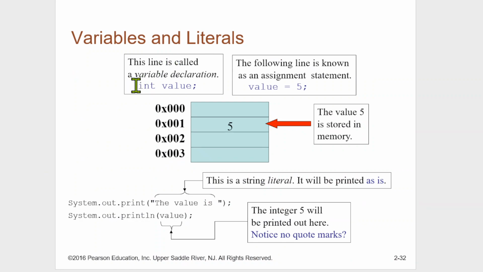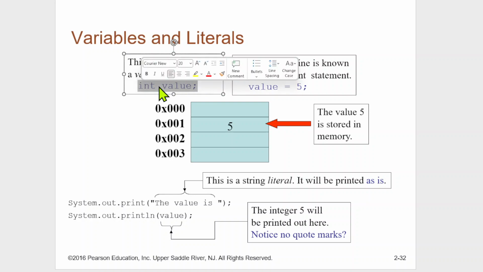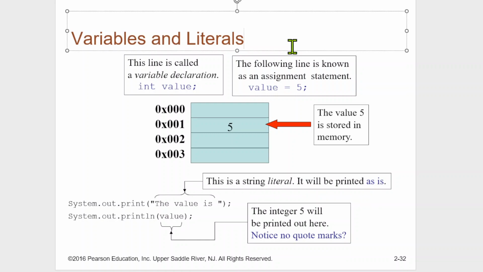This line is called the variable declaration, the int value. That tells us we have a variable, and the variable is going to be an integer, which is a number with no decimals following it. So 5, 10, 20, those types of things. The following line is known as the assignment statement. Value equals 5. So I've declared the variable, it's going to be an integer. Now I'm giving the variable a value, and that value is now stored in memory.